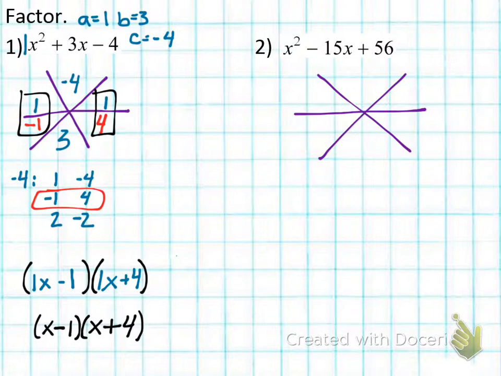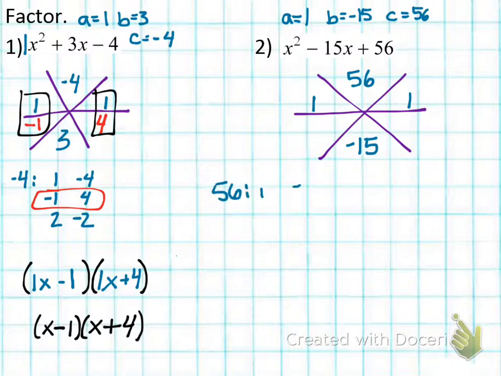Moving on to number 2, same thing. I'll look at A, B, and C and place them correctly on my X box. So I put the A term on top of the line on either side of the X. A times C is 1 times 56, which just gives me 56 on top. And B is negative 15. Now I'm looking at the factors of 56. I see these are some possibilities.